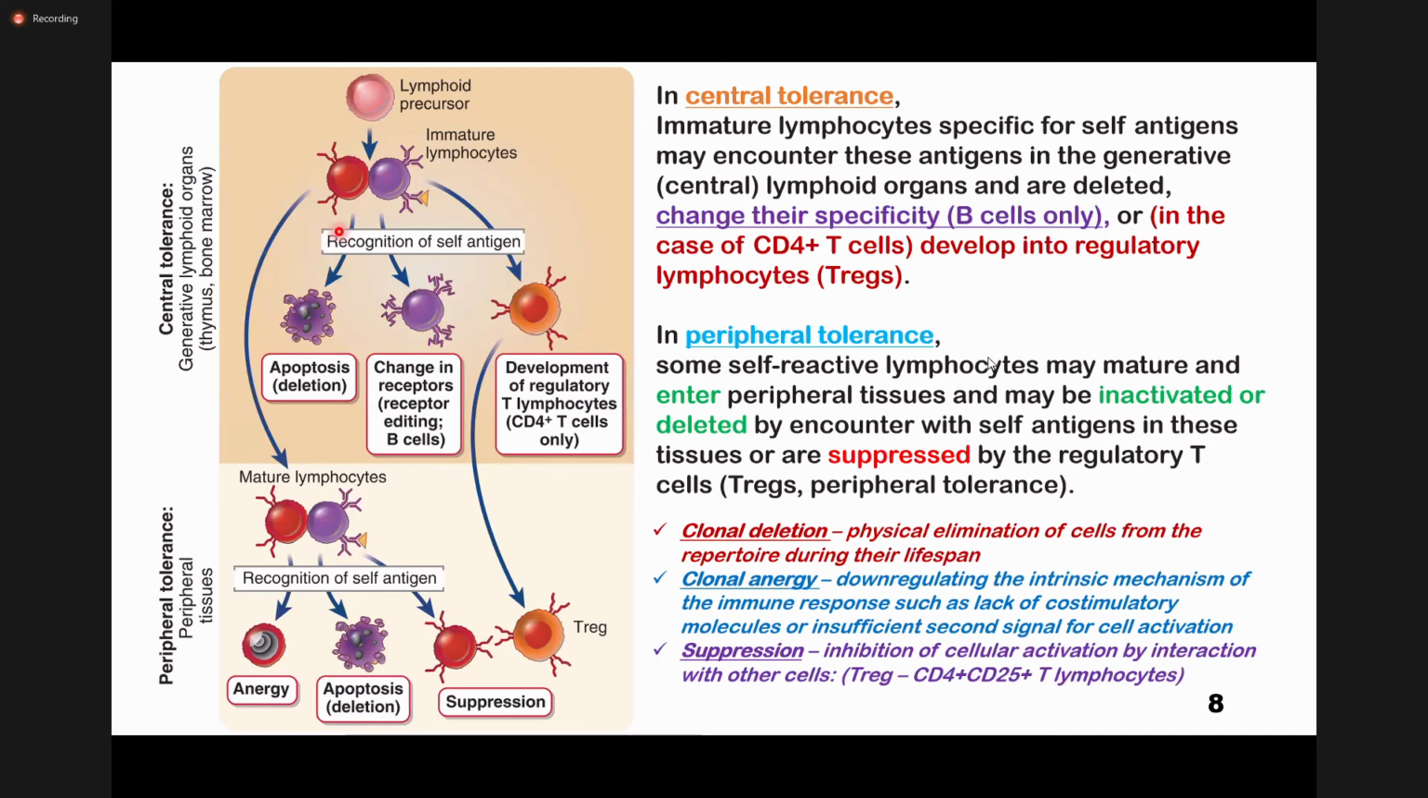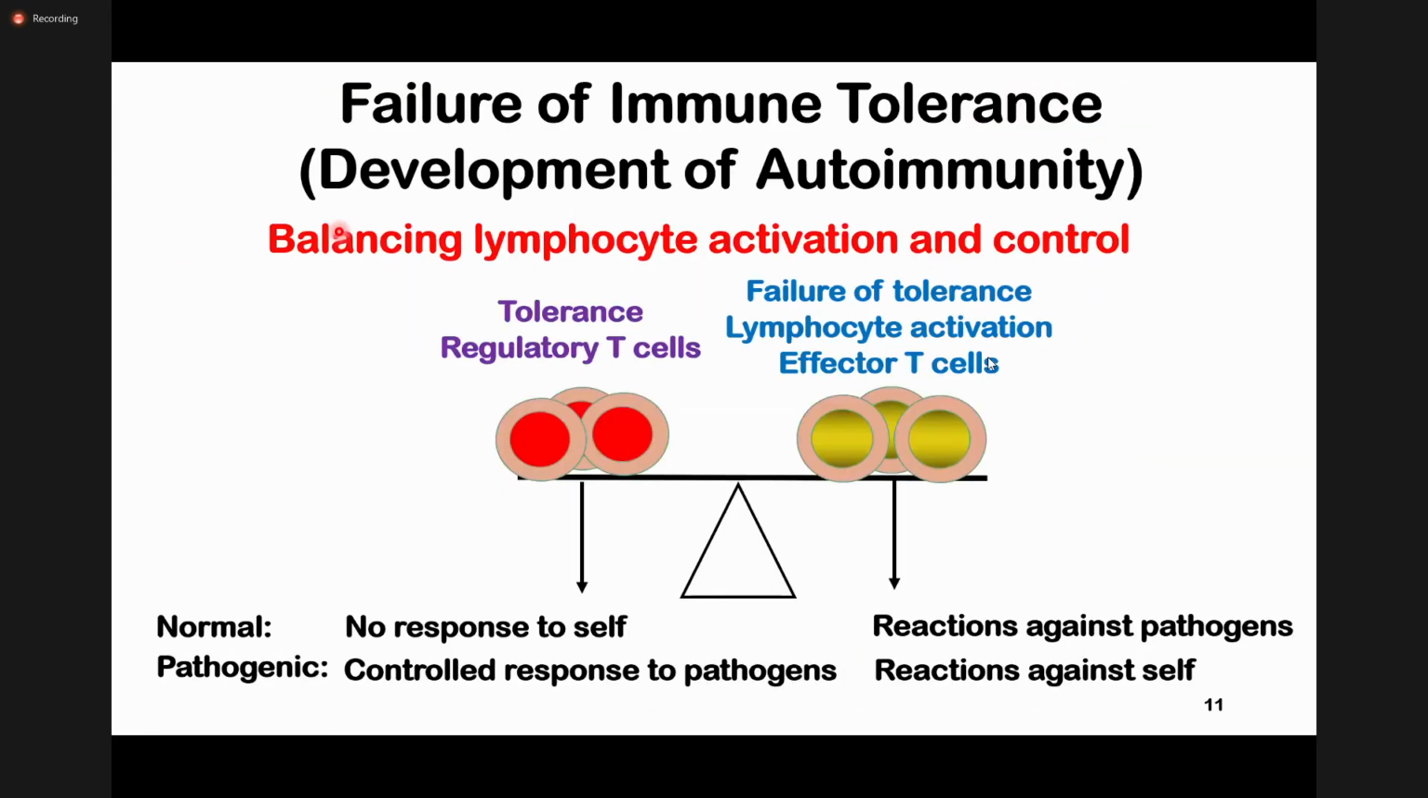So this is what is explained here. If there is a failure of immune tolerance, if the balance is broken between these two parts, then you have a response to your self-antigens instead of a controlled response to pathogens. Then it causes the autoimmune diseases.